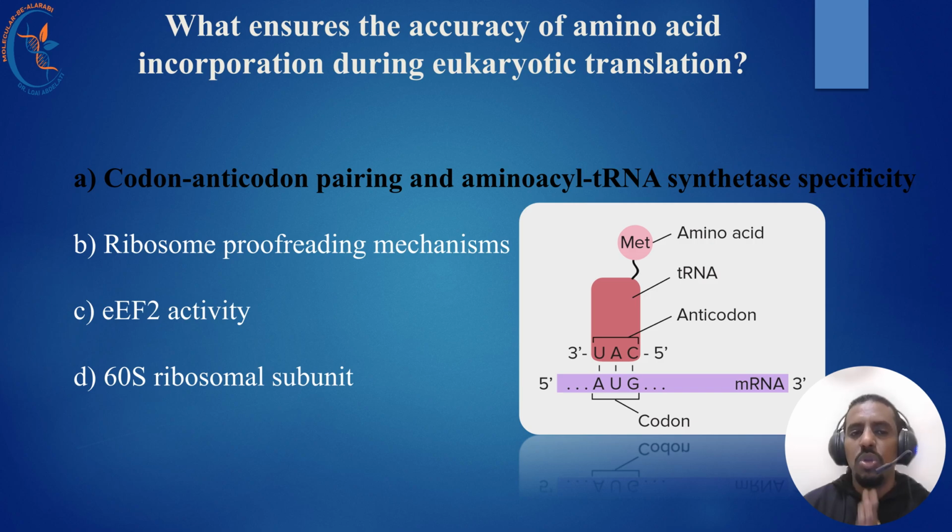Okay, for the first one, codon-anticodon pairing, each transfer RNA molecule has an anticodon that matches the specific codon on messenger RNA, ensuring the correct amino acid is added to the growing protein chain. For the second point, aminoacyl transfer RNA synthetase specificity, these enzymes act like quality control inspectors, attaching the correct amino acid to its corresponding transfer RNA. So, together, these mechanisms ensure that the protein is built correctly. All right, let's move on.